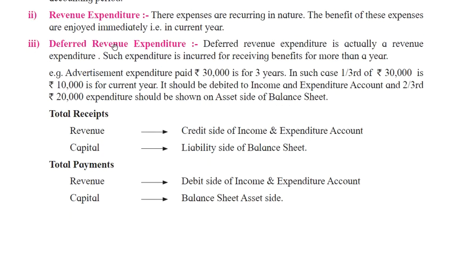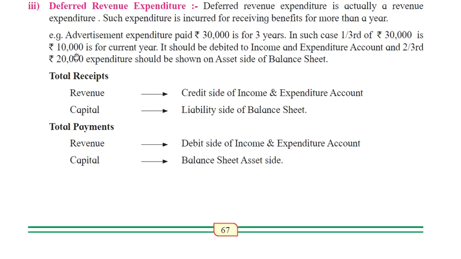Next, deferred revenue expenditure. Deferred revenue expenditure is actually a revenue expenditure. Such expenditure is incurred for receiving benefits for more than a year. Example, advertisement expenditure of rupees 30,000 is paid for 3 years. We are calculating it for 3 years. In such a case, one third of 30,000 is 10,000 for the current year.